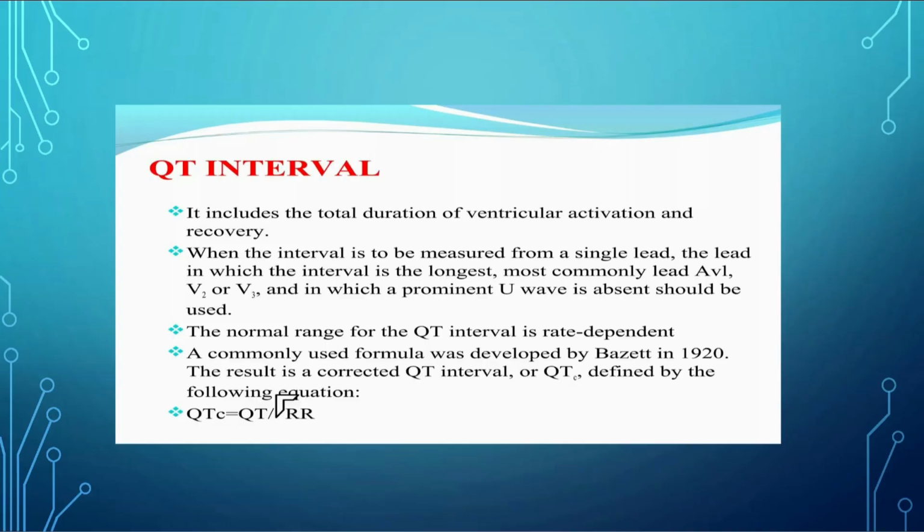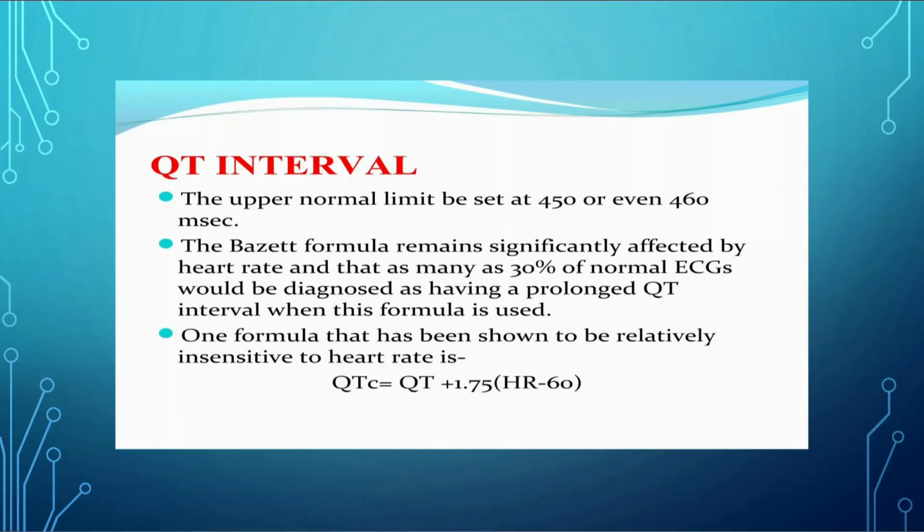So corrected QT interval is QTc. It is calculated by the QT interval divided by the RR interval. That is corrected QT interval. The upper normal limit is set at 450 or even 460 milliseconds. The Bazett formula remains significantly affected by heart rate, and as many as 30% of normal ECGs would be diagnosed as having a prolonged QT interval when this formula is used.